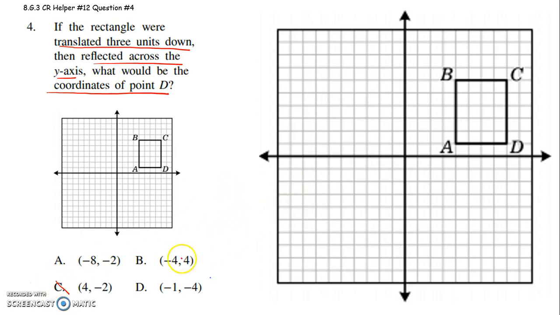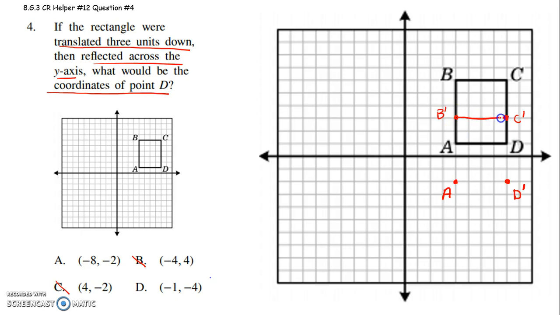Let's see. And -4, 4 would be up here. So I could eliminate that also. Let's just see what happens. Let's go ahead and translate this 3 units down. So I'm going to move each one of my corners, my vertices, A, B, C, and D, 3 units down. 1, 2, 3 units down. This right here would be D prime. 1, 2, 3 units down. This right here would be A prime. C prime, 1, 2, 3 units down. This is C prime. And B prime, 1, 2, 3 units down. This right here would be B prime.